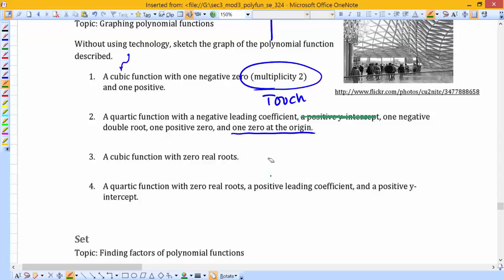Actually, let's change that. Let's change the directions. Let's go with one real root. Okay, so draw it with one real root. And if you can't get that after what I just showed you, pause it, rewind it, watch it again. Number 4, a quartic function with 0 real roots, a positive leading coefficient, and a positive y-intercept. So have fun with those. Do the best you can. Compare your work with your classmates. Who knows, maybe you actually got it. But look at your definitions also, okay?